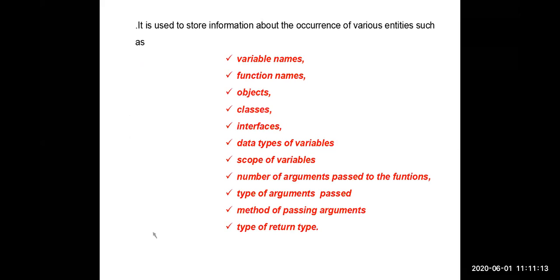See the list. What does the symbol table store? The symbol table will store variable names, function names, object names, class names, interface names, data type of variables, scope of variables, number of arguments passed to the functions, data types of arguments passed to the functions. What is the method of passing arguments? When we come to the last one, method of passing arguments, in how many ways can we pass arguments?